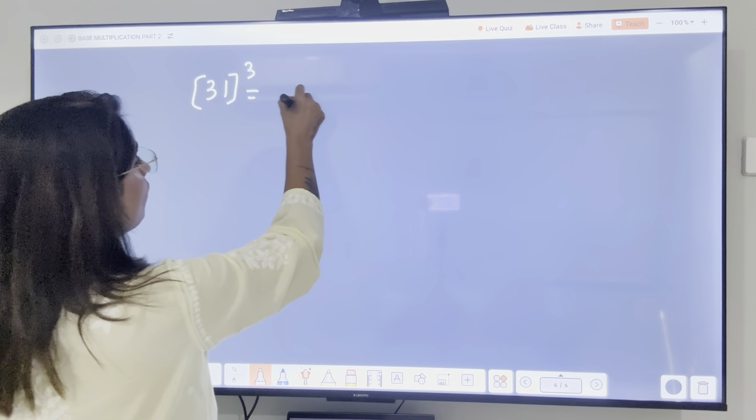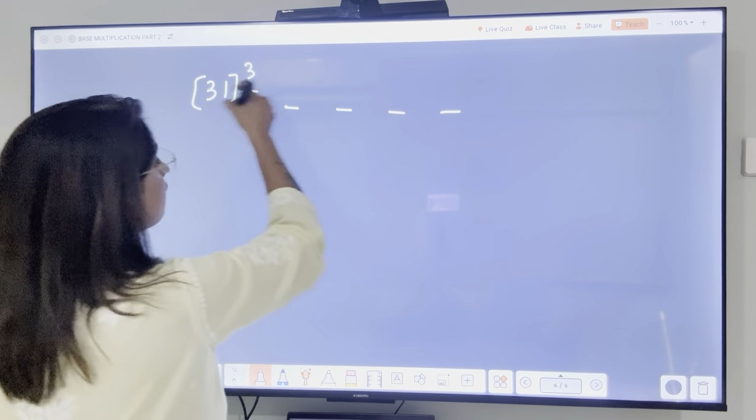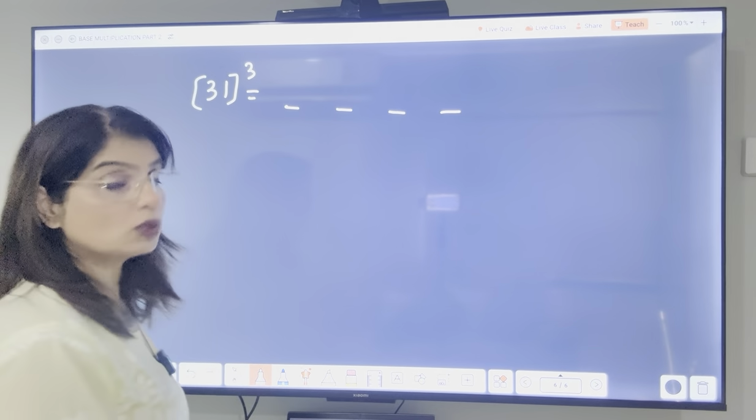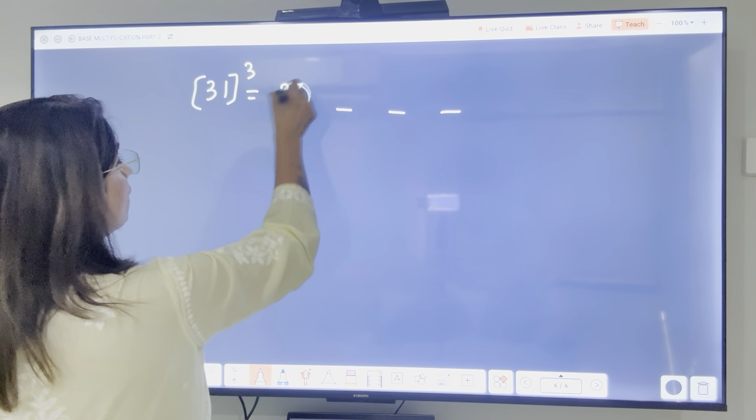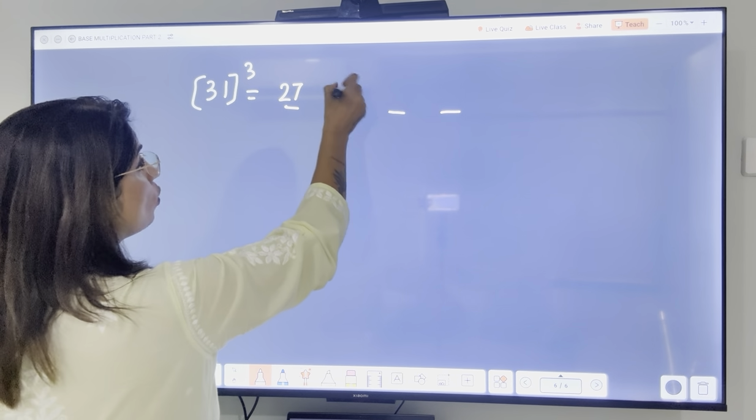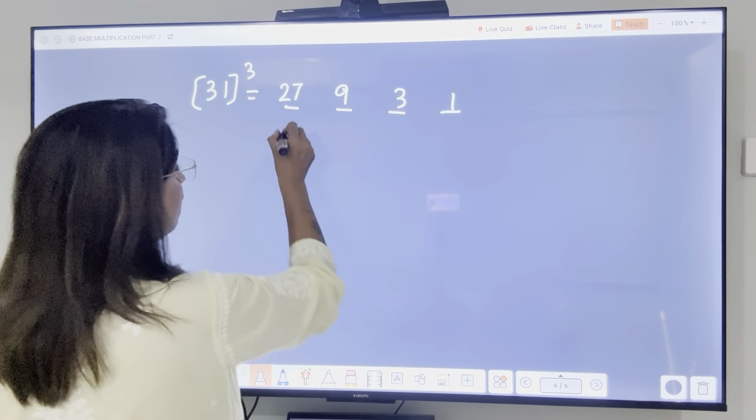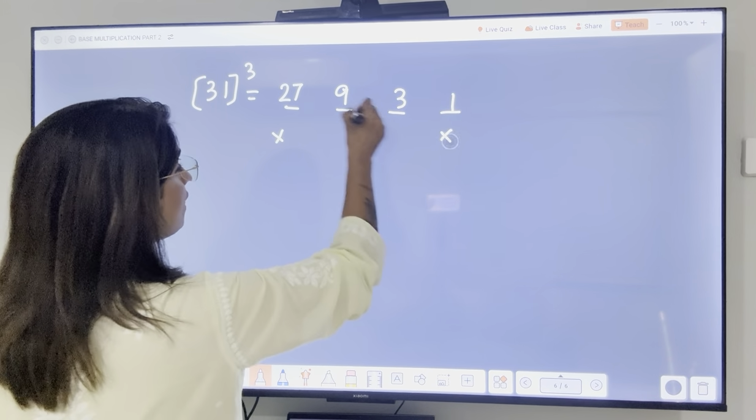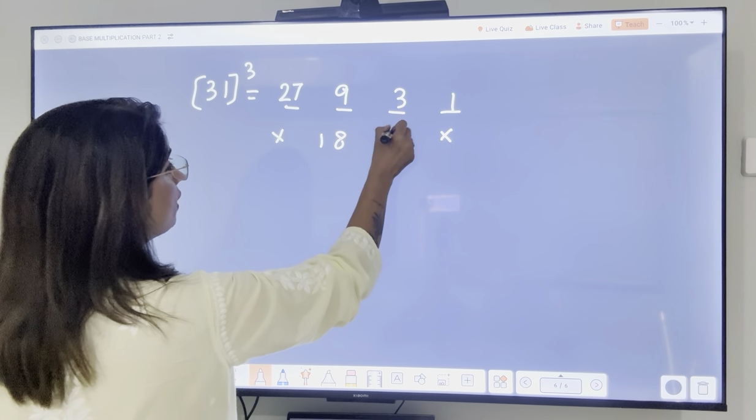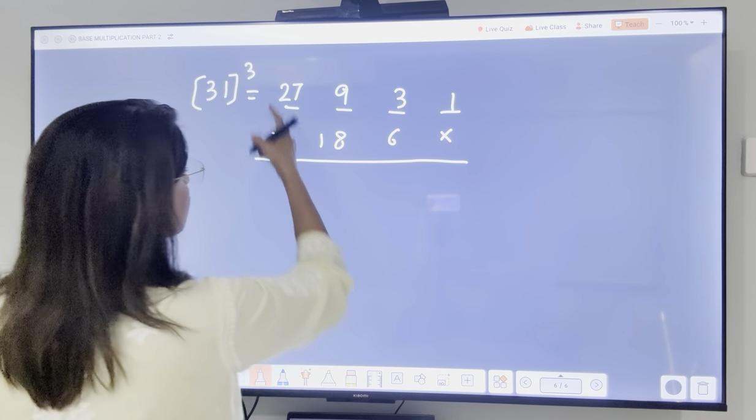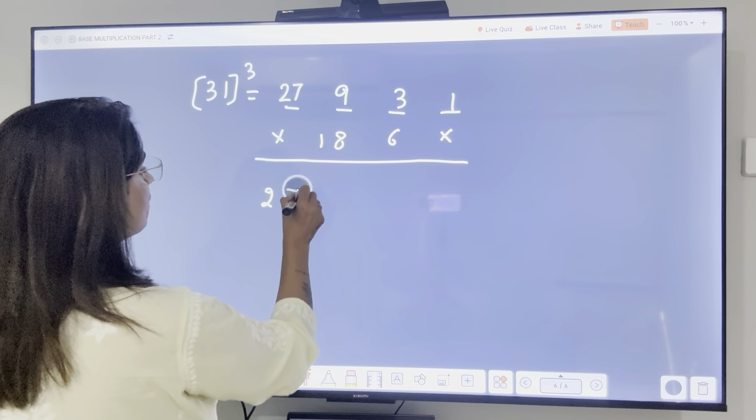31 cube. 1, 2, 3, 4. 3 cube is equal to 27. Then 3 square is equal to 9. Then you have a 3 and you have a 1. You do not need these two numbers, 9 double 18 and 3 double 6. So this is going to be 27.